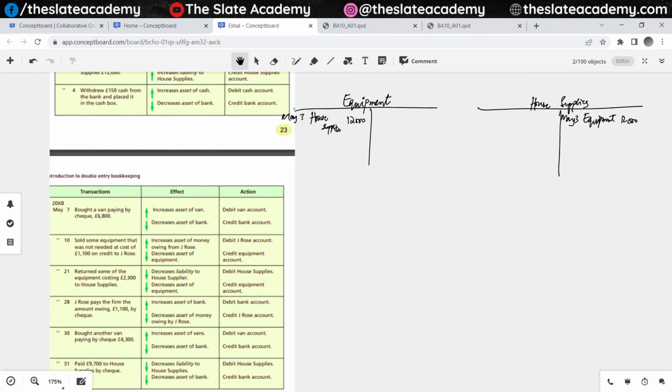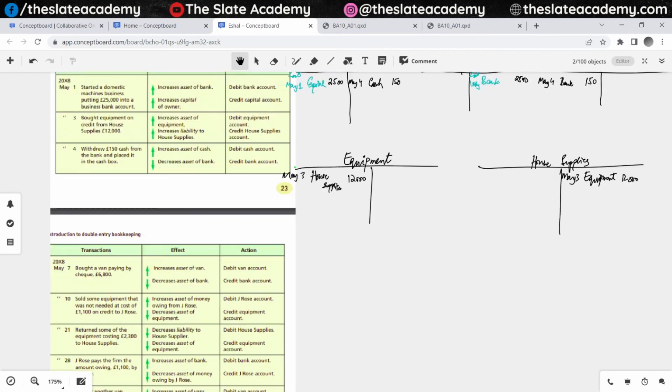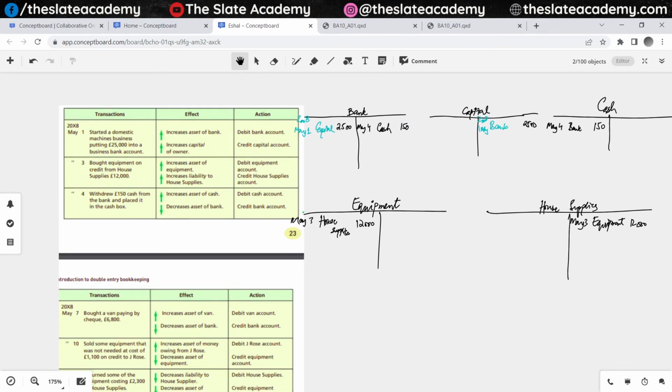Next transaction, bought a van paying by check. Did you put 2,500 or 25,000? It was 25,000 that he put in the bank on the first day. I erroneously wrote 2,500, so it should be 25,000, and capital also, because of double entry, so both. This would also become 25,000 and this also 25,000. Corrected?